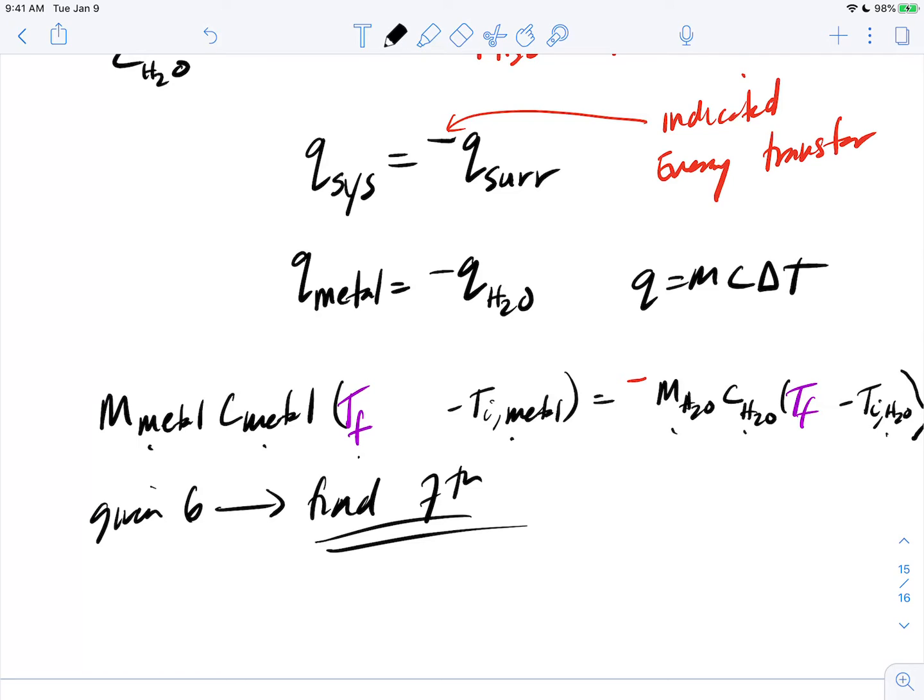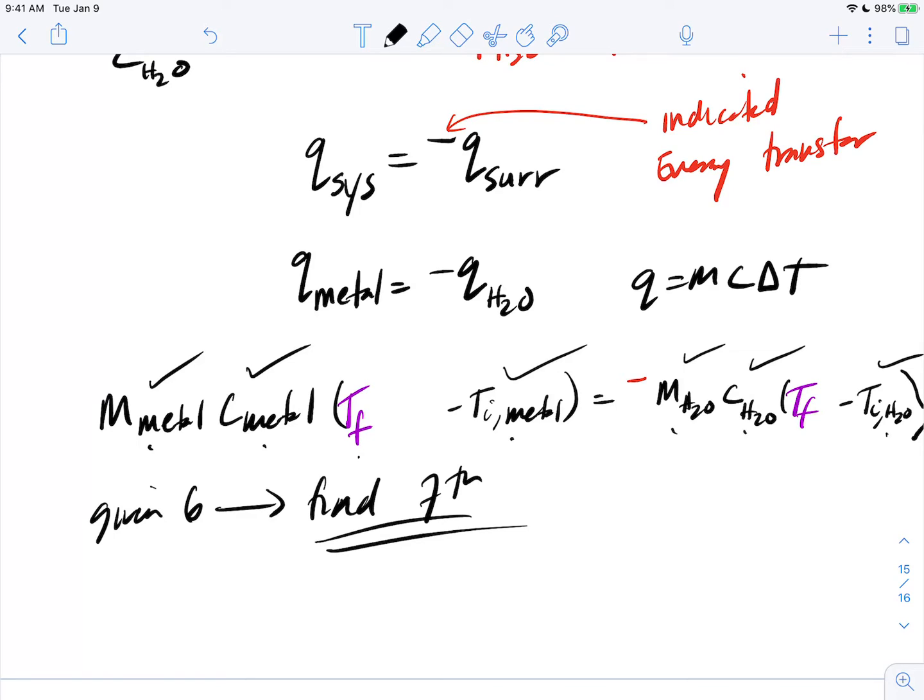For example, I could give you the mass of the metal, the specific heat of the metal, the initial temperature of the metal and the water, and the mass and the specific heat of the water. And I could ask you to find the final temperature. To do so, you would need to do some algebra to solve for T final, to isolate it on both sides and move it over. So these are problems that will do a lot to calculate and quantitate thermal energy transfer.